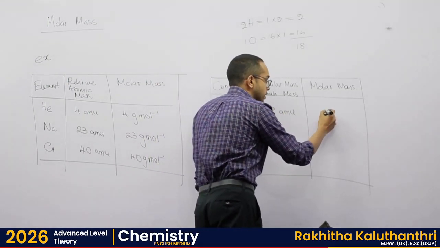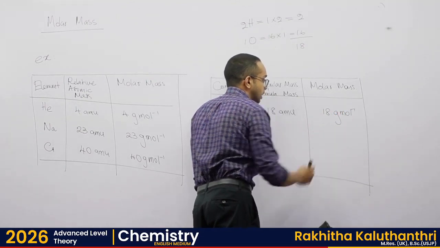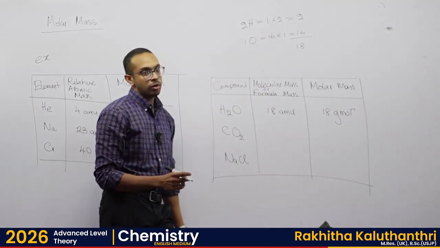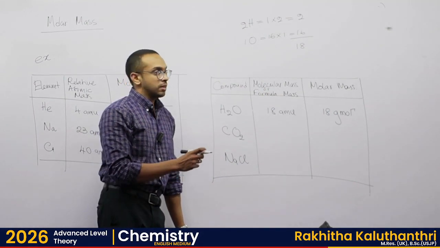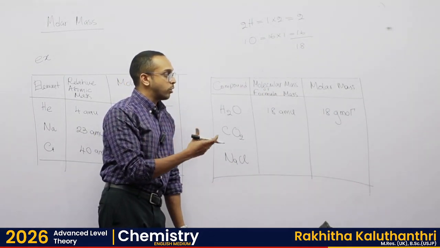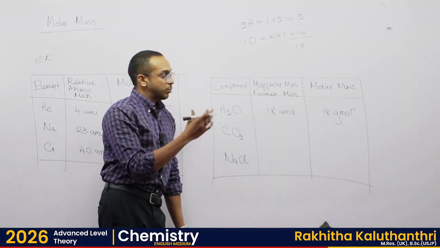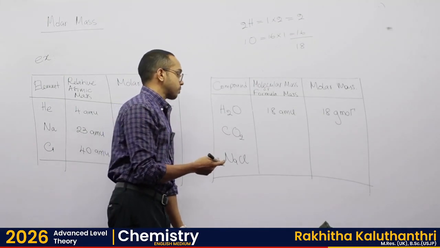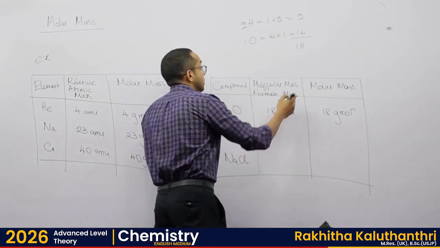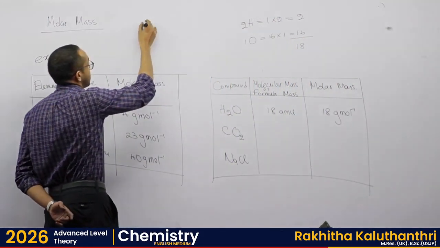Anyway, this is 18 grams per mole, right? We said in the definition, the mass of 1 mole of substance can easily be found if you take a look at the formula mass and take that numerical value in grams per mole. Carbon dioxide, if you want to see the calculation, I'll do it here.